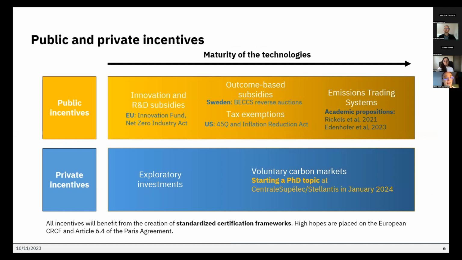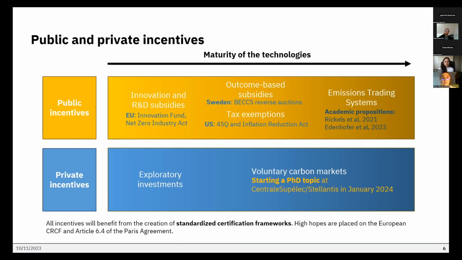So in terms of public incentives, there are already a few initiatives happening, and the form of these incentives, of course, has to vary depending on the maturity of the technology. So in terms of innovation and R&D subsidies, there are currently initiatives within the Innovation Fund in Europe through the Net Zero Industry Act. So it's already possible for some CDR processes, especially those that use CCS, to get access to R&D subsidies through the Innovation Fund. Then we have outcome-based subsidies, such as the Swedish BECS reverse auction. So if I remember correctly, they made a reverse auction for 2 annual megatons of CO2 removed from the atmosphere. And it's one BECS project in Stockholm by Exergy that won this reverse auction, and that will be subsidized.